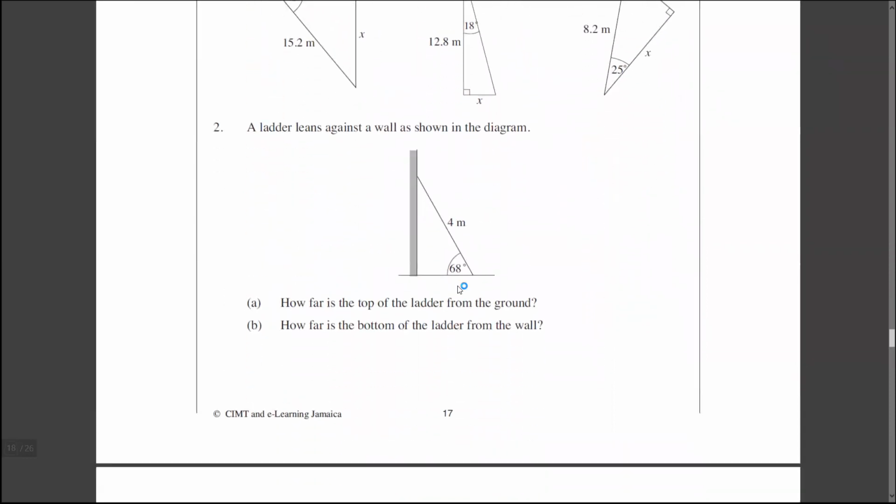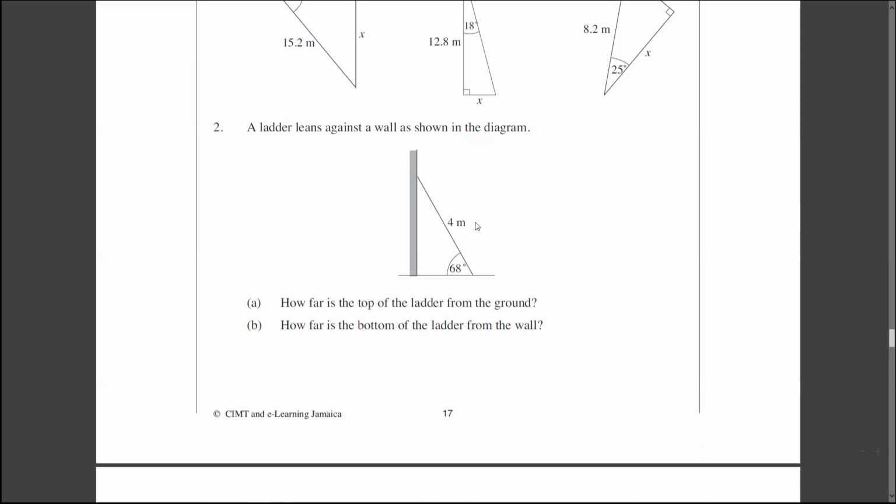All right, check this out. Something against the wall, same concept. How far is the top of the ladder from the ground? This is the wall, and this is the ladder leaning against the wall, even though it does look like a line from a distance.